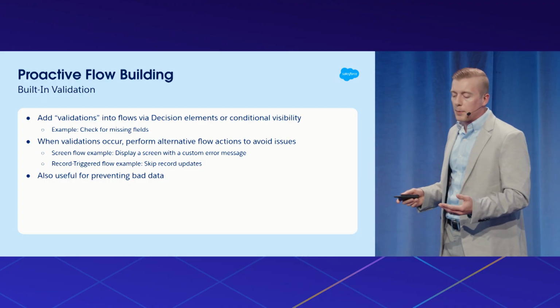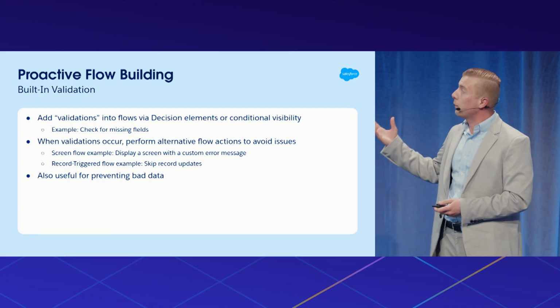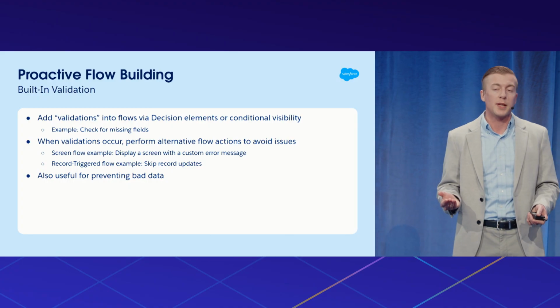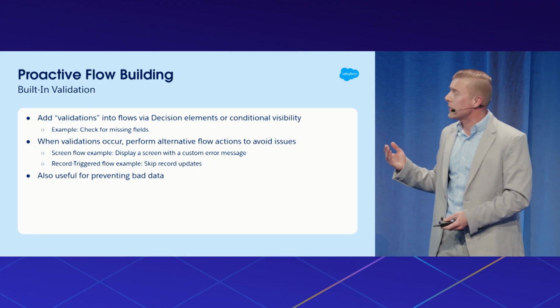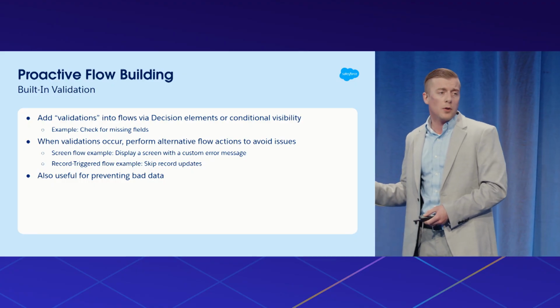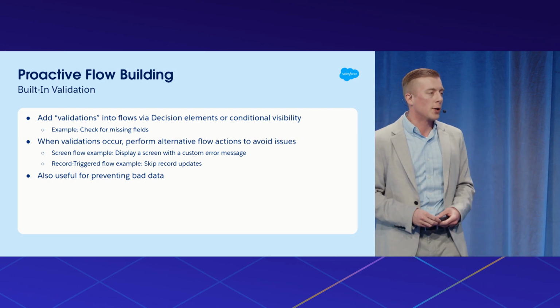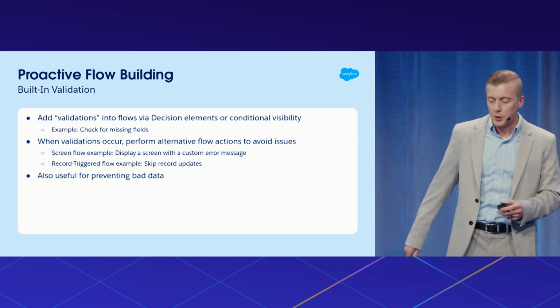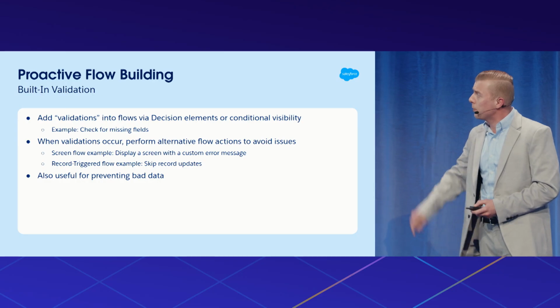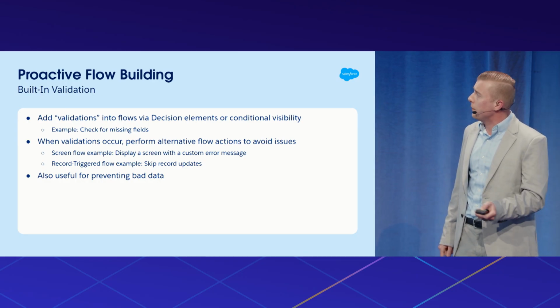So we have these options here that we can take an alternative set of flow actions to avoid issues in the first place. And also, we can utilize these to prevent bad data. So maybe they are updating an account record, and we want to make sure that they have a phone number or email address. We can build those validations into our flow. I have two examples I want to show here for the built-in validation.